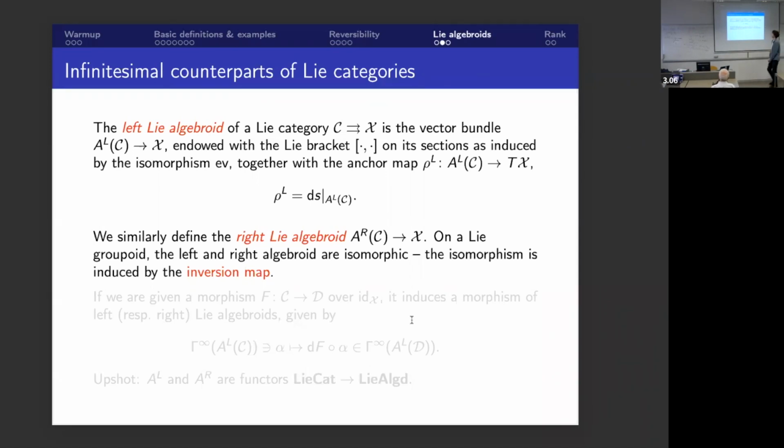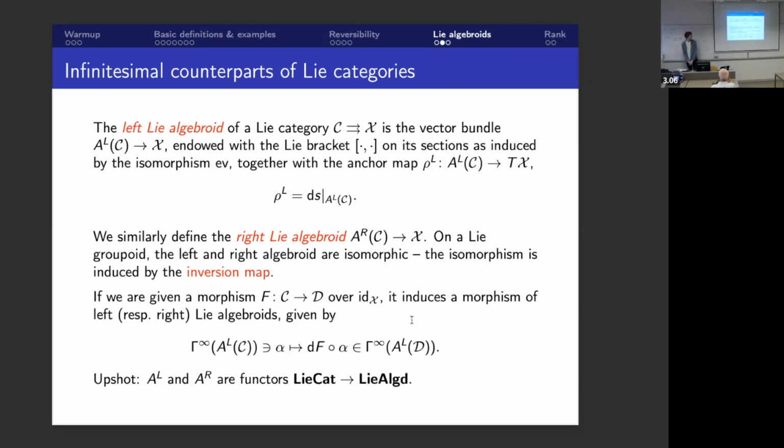Okay, and this turns out to satisfy the axioms of a Lie algebroid. This is kind of saying there's a natural candidate for describing the infinitesimal structure of a Lie category, but there's a left one and a right one. Okay, there's kind of an asymmetry here. And in the very same way, we define the right Lie algebroid. So on a Lie groupoid, these two are going to be canonically isomorphic, and the isomorphism is going to be induced by the inversion map, as stated for Lie groups, right?